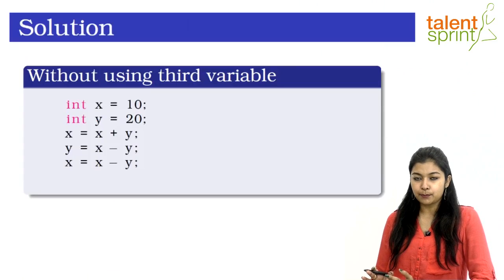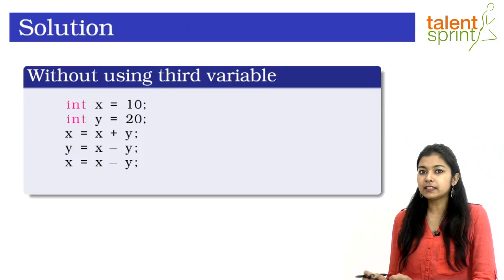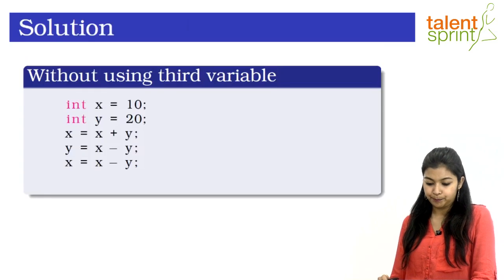But generally in interviews, this question is a bit tweaked to ask without using the temporary variable. Now without using the temporary variable, if you want to swap two variables, then the basic concepts of addition and subtraction come into play. Let's see how we do it. We have taken the same example of x 10 and y 20.